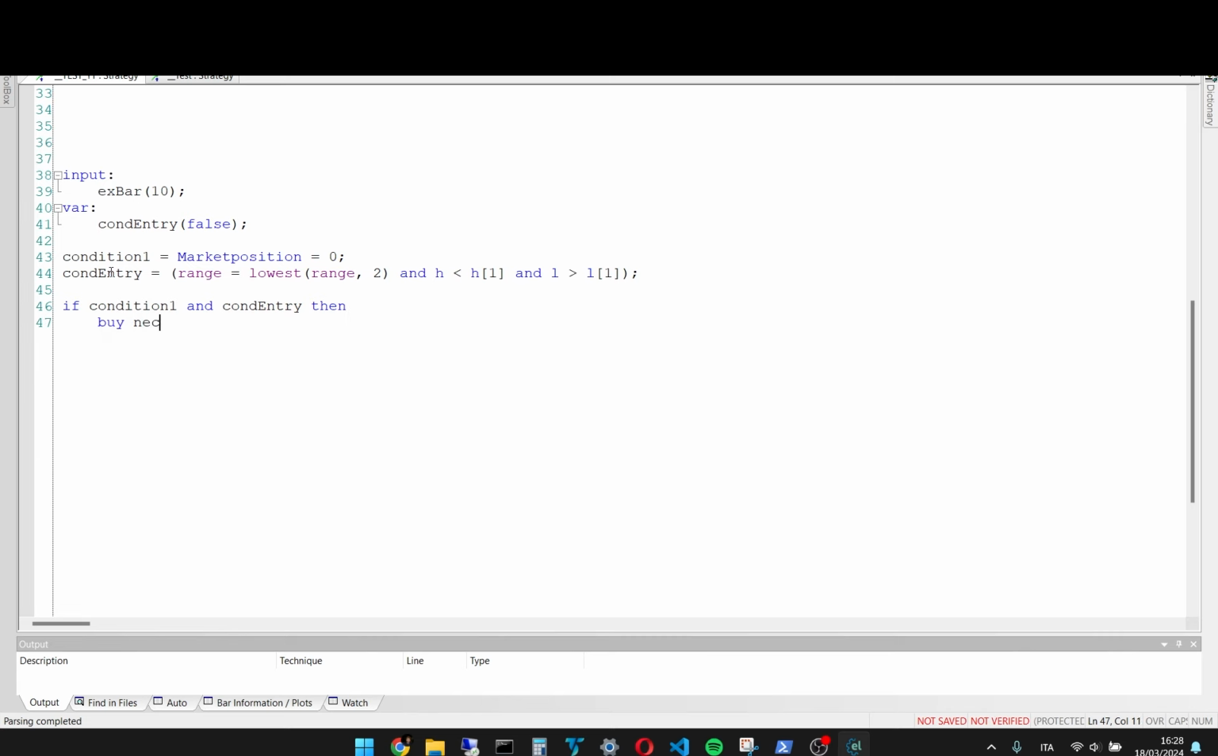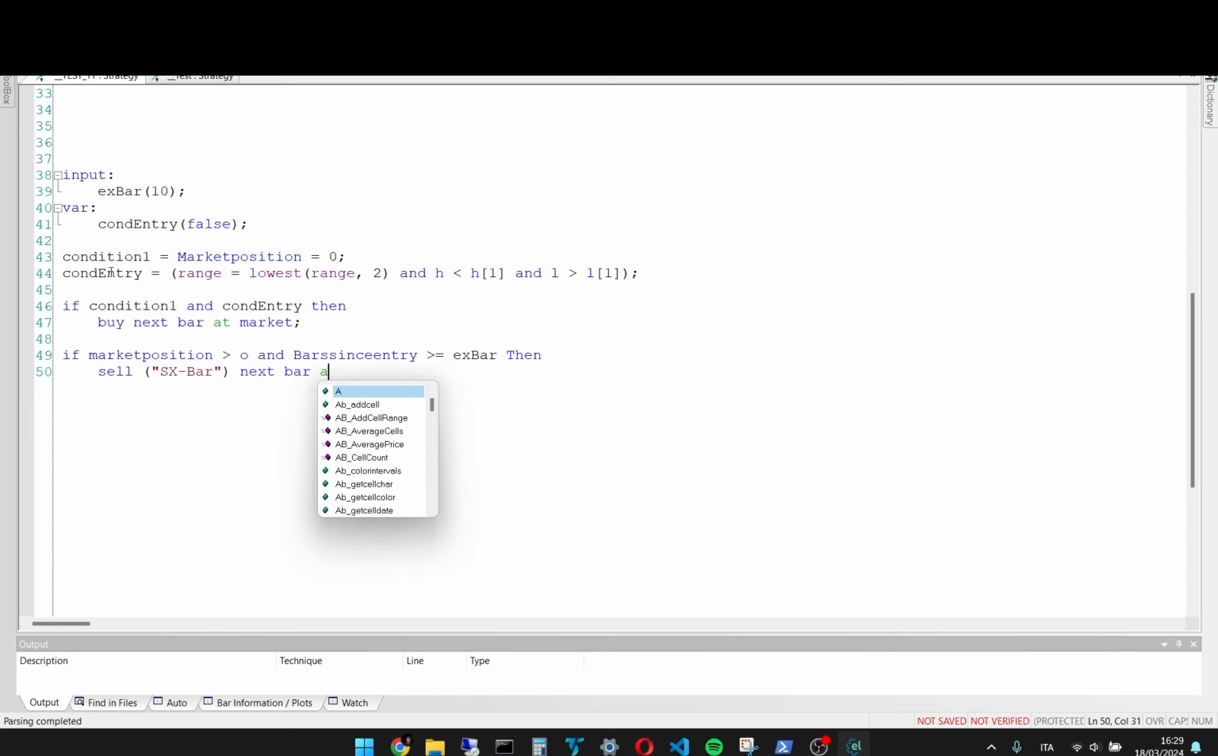We will have an entry pattern, which in this case will be IDNR4, and a simple exit after a certain number of bars. In our case, the conentry variable will be our entry pattern. Once true, I can enter the market.